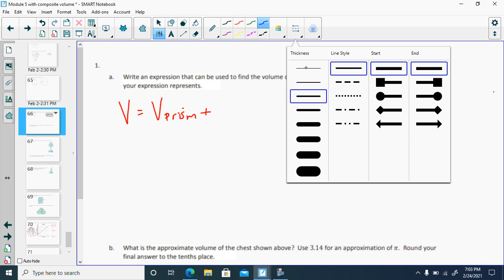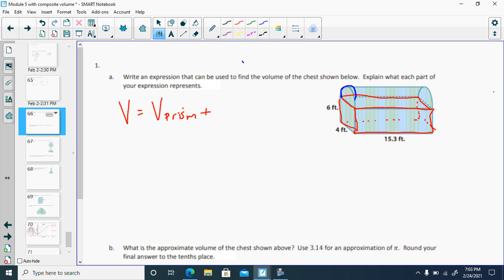What type of figure is the top part? Let's draw this off in blue so we can see it. What type of figure is that looking like? Does that look like maybe half of a cylinder? So there's half of a cylinder, right? Because if I took this and pulled it down here, I'd be looking at half of a cylinder, okay? So we're trying to find the volume of the prism plus the volume of the half of a cylinder.